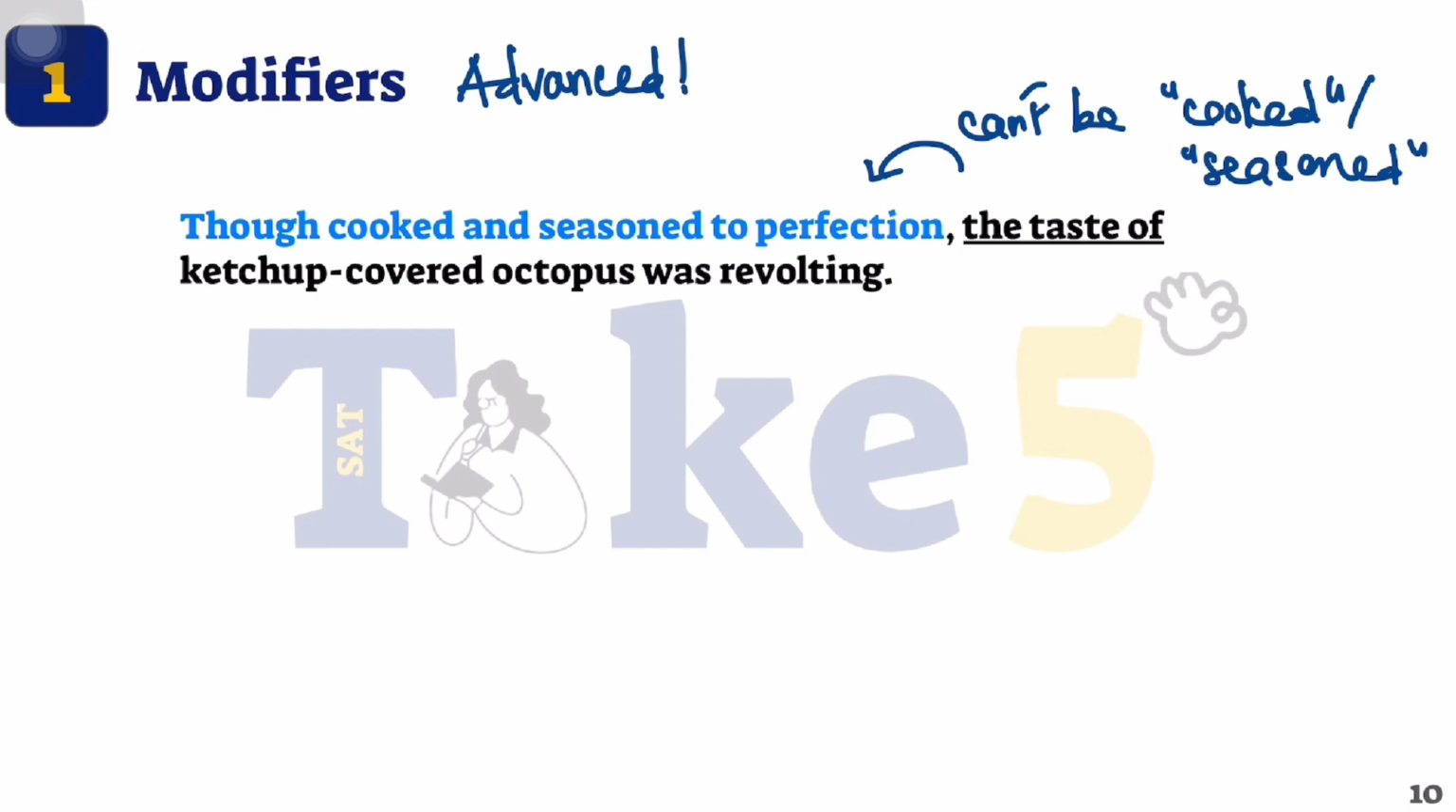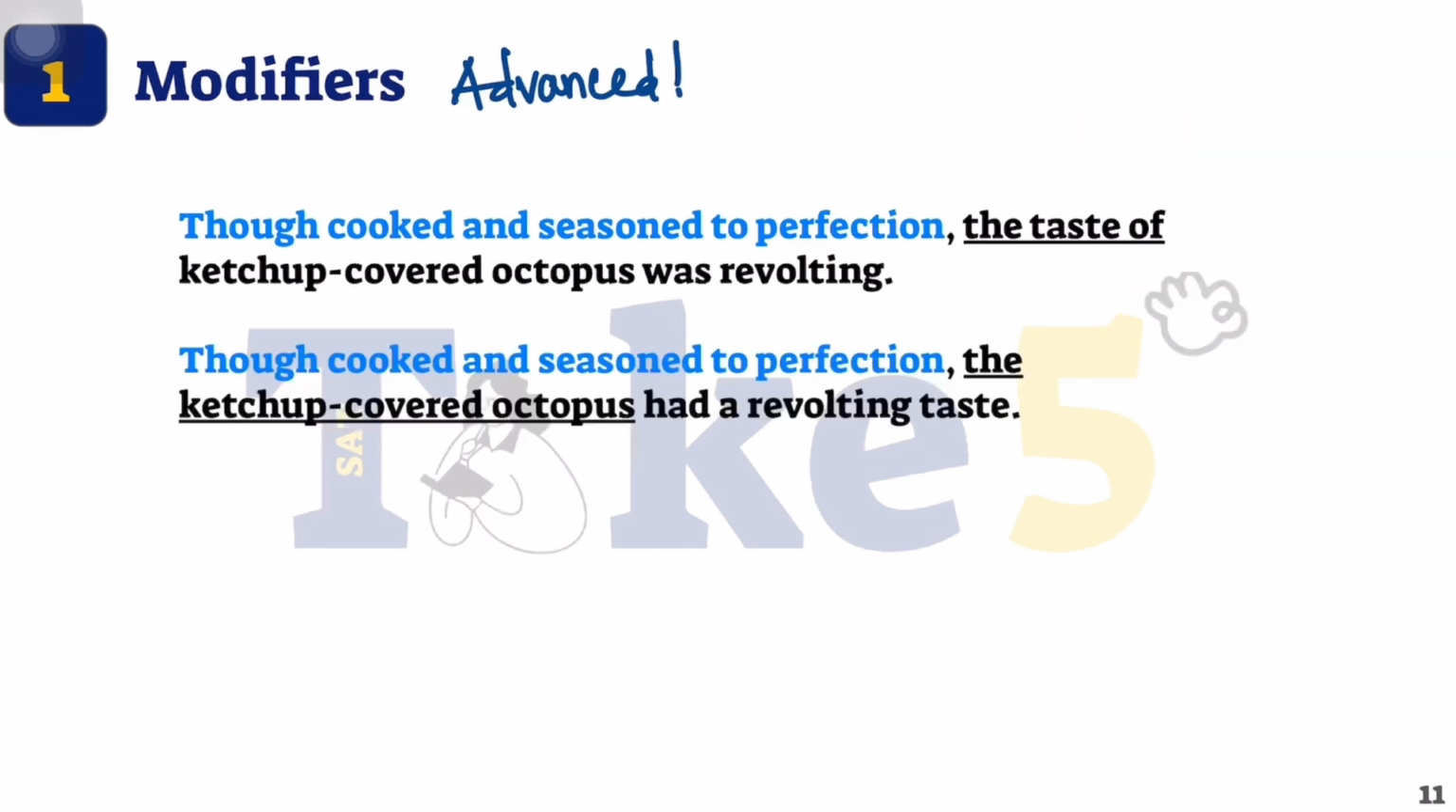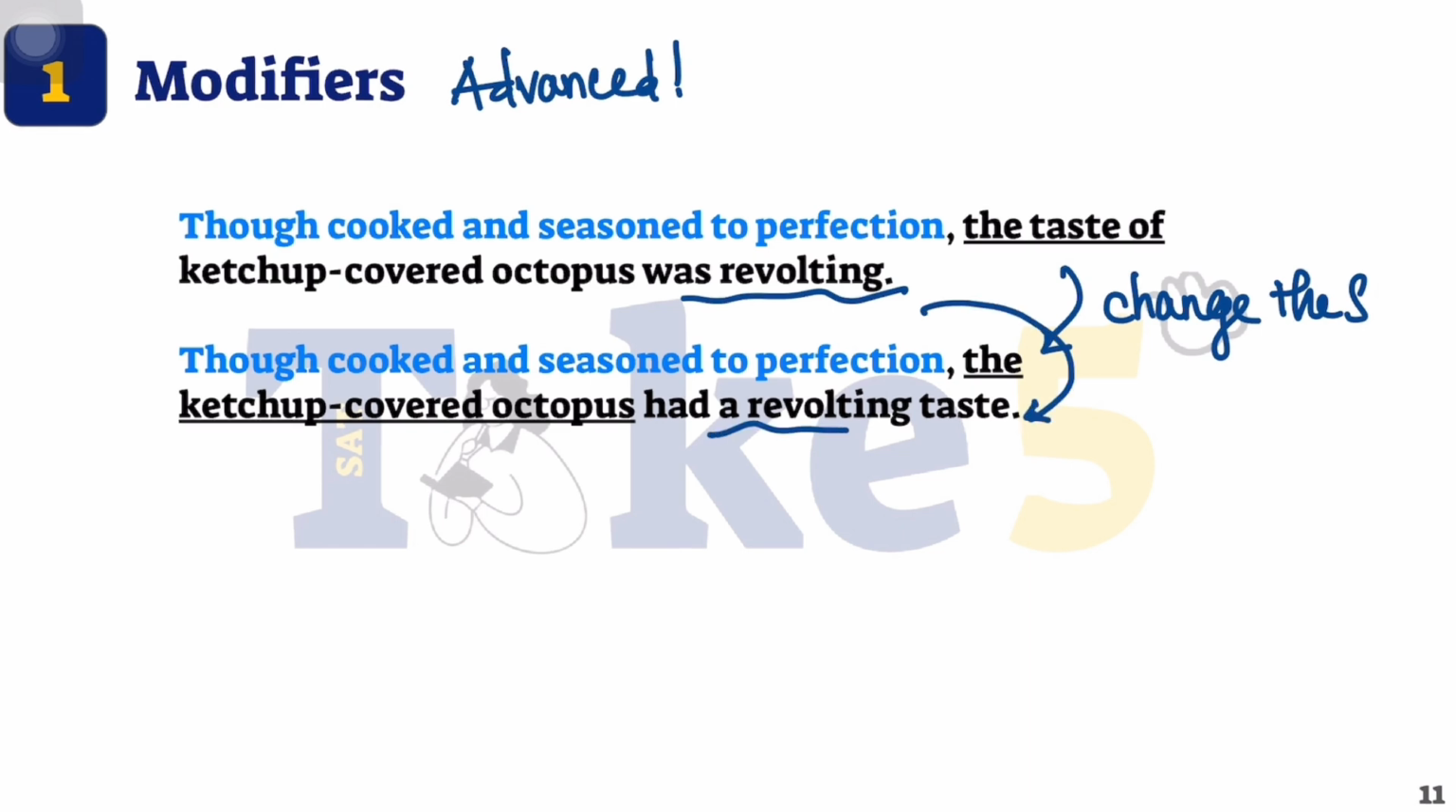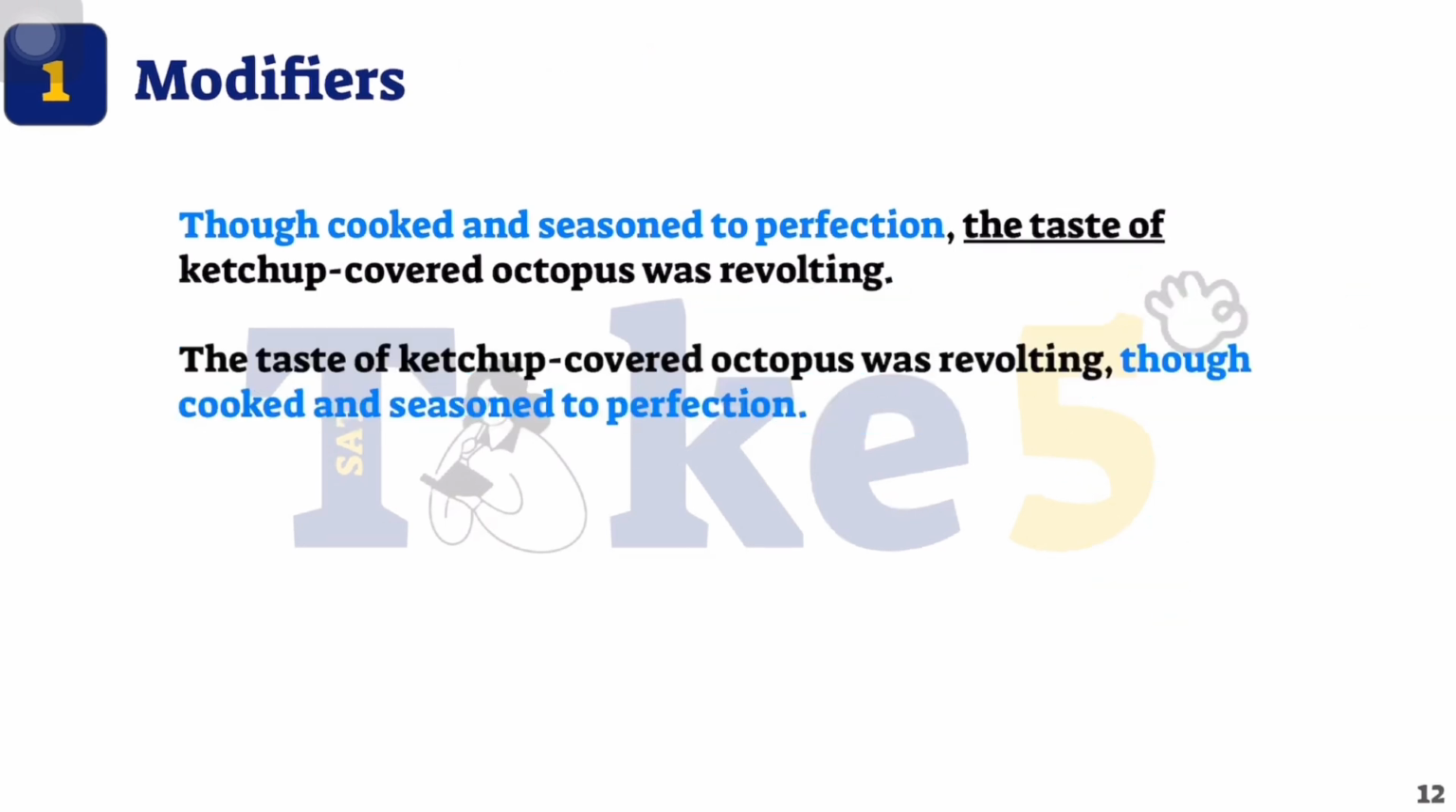So this is not just passive or active action, but it is the wrong receiver of this cook and season action. So we can change the subject to just the dish, ketchup-covered octopus. Notice that we still need to have the description revolting for the taste of this dish. So we have to manipulate this into "this dish had a revolting taste" instead to ensure grammatical correction and full information.